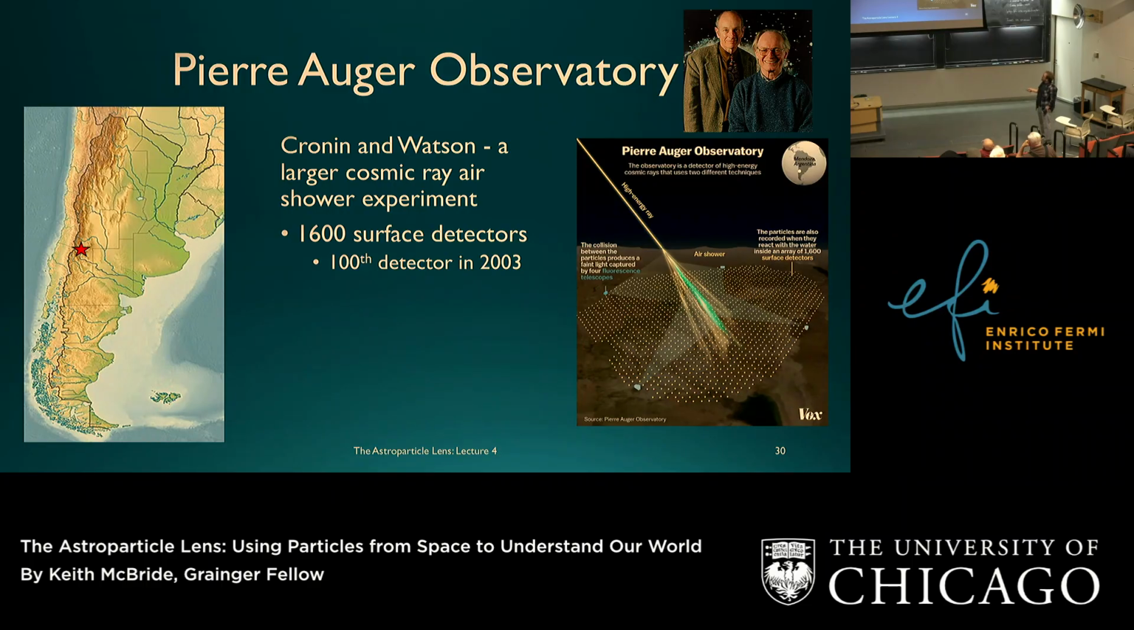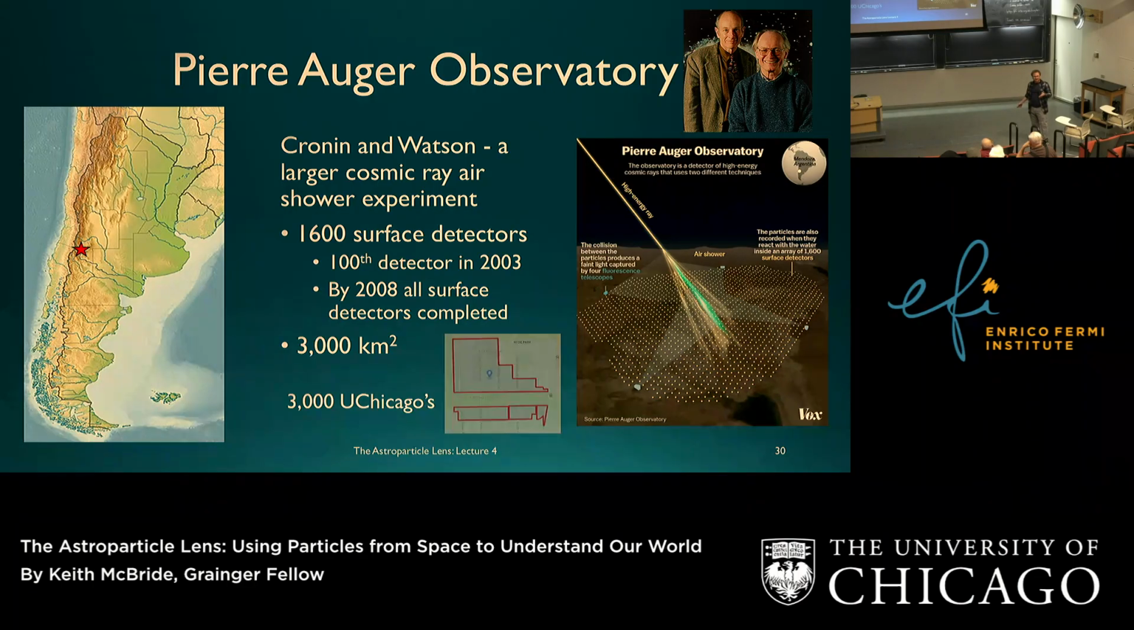It actually took them a long time to get this going because of how many detectors it was, to put them all together to start measuring these cosmic rays. The 100th detector was installed in 2003. Part of the group that did that was my advisor, Jim Beatty at Ohio State. But by 2008, all the surface detectors were completed. And the area that we're talking about with this kind of setup for Auger is 3,000 square kilometers.